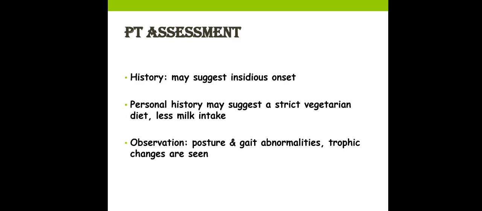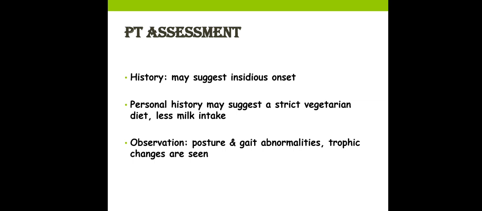Now what is the physiotherapy assessment? History may suggest an insidious progressive onset. Personal history may suggest a strict vegetarian diet, less milk intake, right? So a person who is a strict vegetarian, who cannot eat non-vegetarian food, may have a vitamin B12 deficiency, right?